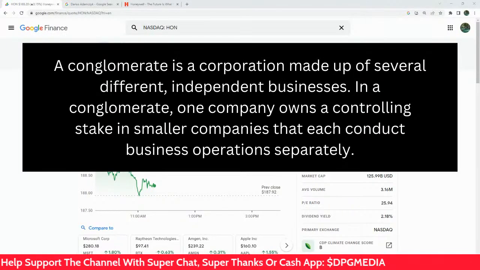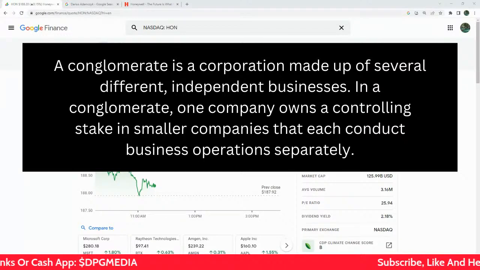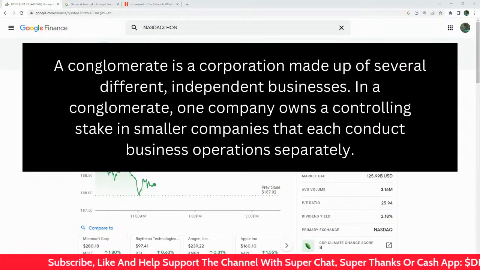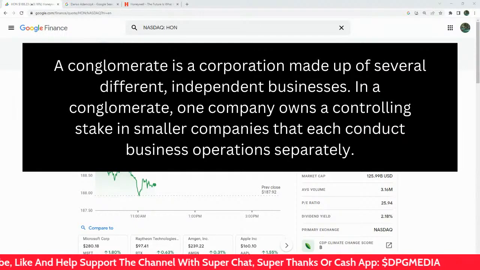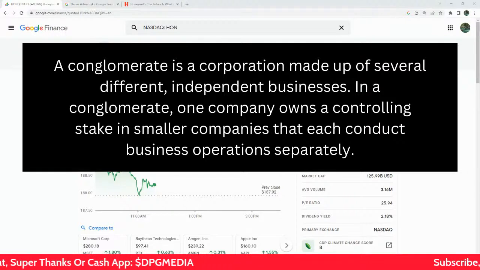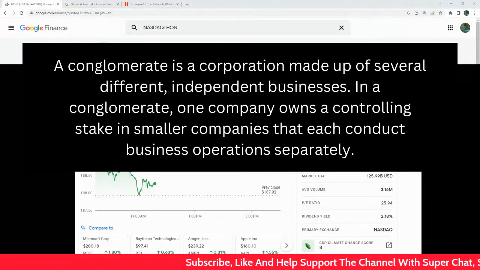Another conglomerate would be Apple. Apple owns Apple TV, Apple Music, the App Store, and several other businesses. And another example of a conglomerate would be Meta, which is Facebook, and they own Facebook, WhatsApp, and Instagram. So a conglomerate is one company that has several companies in different industries.